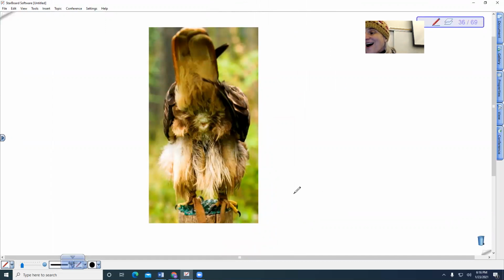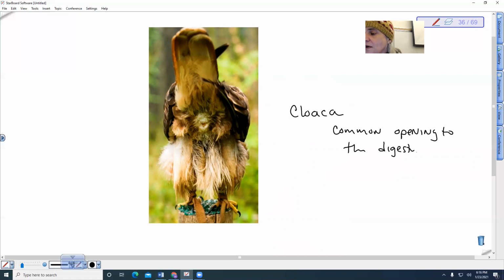This is a hawk. Oftentimes, it's very difficult to tell the sex of a bird. And the reason is because males do not have a penis. They have one opening, and it is called the cloaca in birds. And this is a common opening to the digestive, excretory, and reproductive systems. Cloaca technically means sewer, which is kind of sad, but anyway.